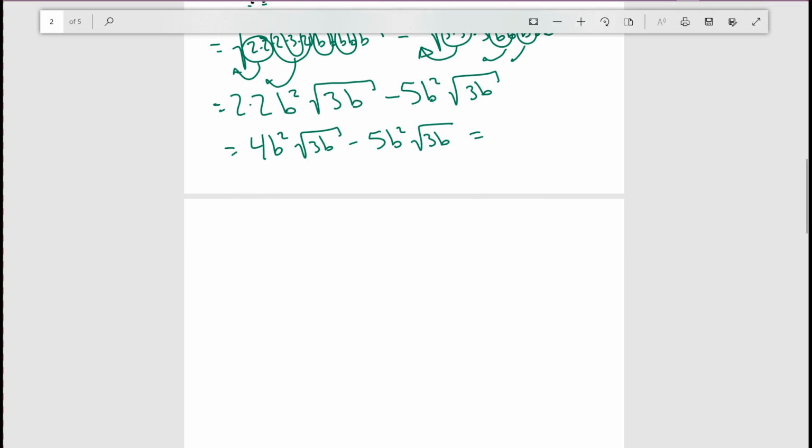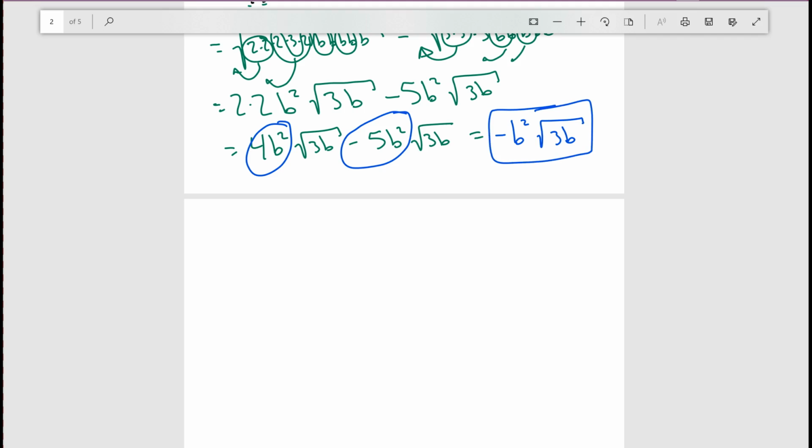Okay, all we've got to do, now that they have like terms, I have a 4b squared and I have a minus 5b squared. So 4b squared minus 5b squared gives me negative b squared, and I'm left with the square root of 3b. Okay, and that is my final answer.